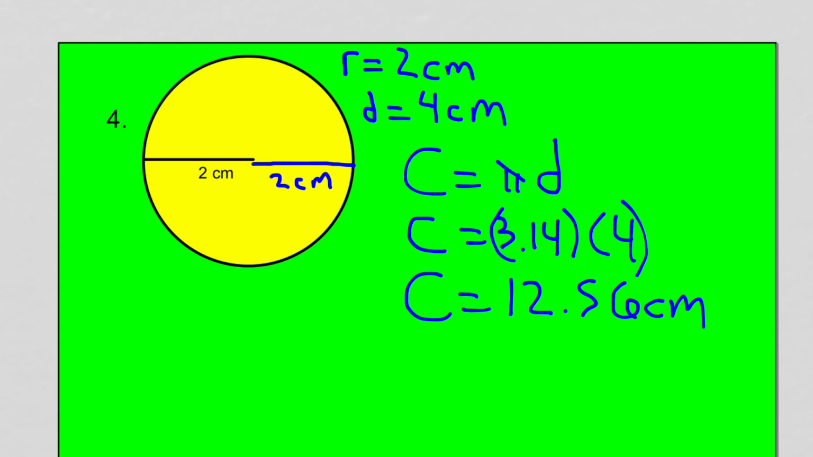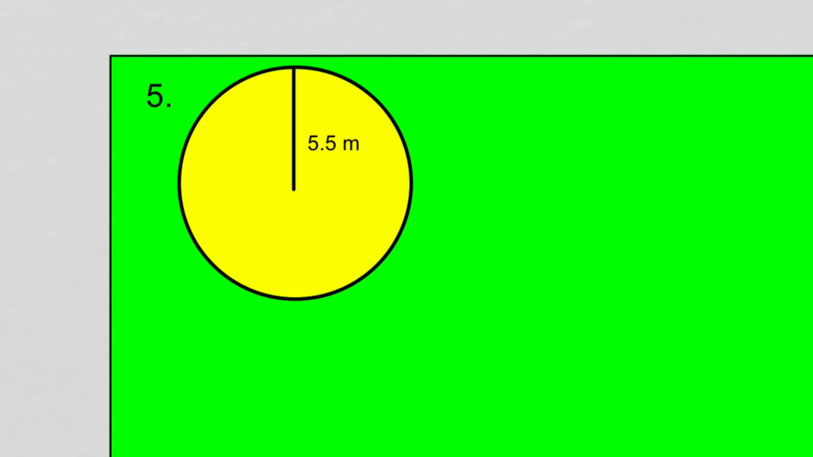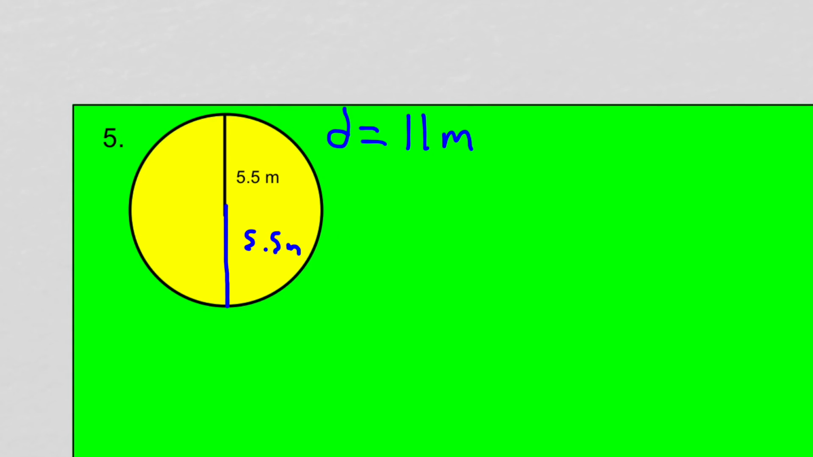Let's look at one last question. So number 5. We want to know the circumference of this circle. We are given the radius. We need to know the diameter. Well, if that distance is 5.5, this distance is 5.5 meters. I went a little long there. I better erase that. There we go. And so that means the diameter of this circle is 5.5 doubled, which is 11 meters. And now I can calculate my circumference.